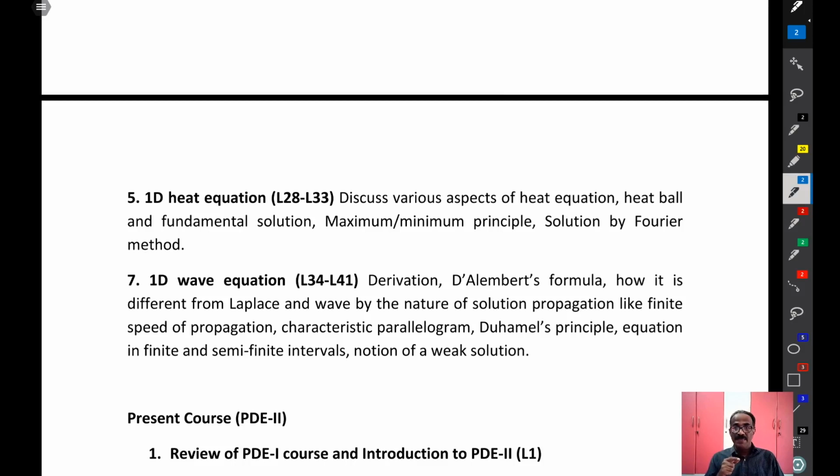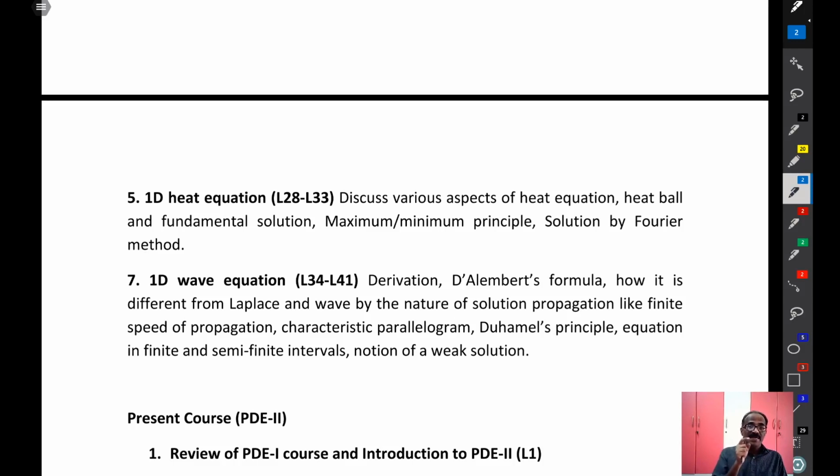In the 1D wave equation, you have derived, using the separation of variables, the D'Alembert's formula. The more important thing is that the wave equation is so much different from the Laplace equation, with the wave nature of the solution, like propagation, finite speed of propagation, and the characteristic parallelogram, and you have also seen Duhamel's principle in infinite dimension, in a semi-interval. So you have seen various things.